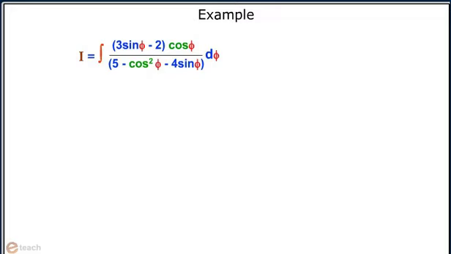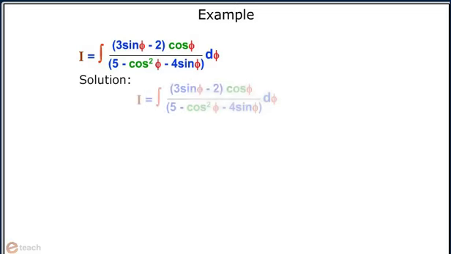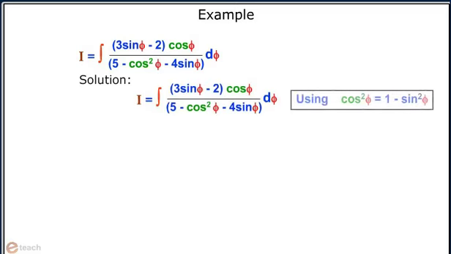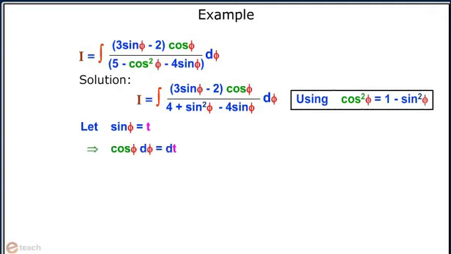Let's take an example. I equals integration (3 sin phi minus 2) into cos phi d phi divided by (5 minus cos square phi minus 4 sin phi). Solution: I equals (3 sin phi minus 2) into cos phi d phi divided by (4 plus sin square phi minus 4 sin phi). This was obtained by using the relation cos square phi equals 1 minus sin square phi. Now in this equation, putting sin phi equals t and differentiating it, we get cos phi d phi equals dt. Now after substitution, I equals integration (3t minus 2) divided by (t square minus 4t plus 4) dt.